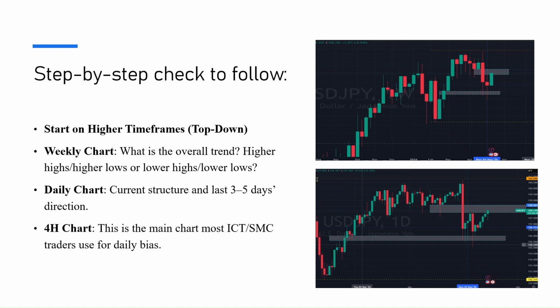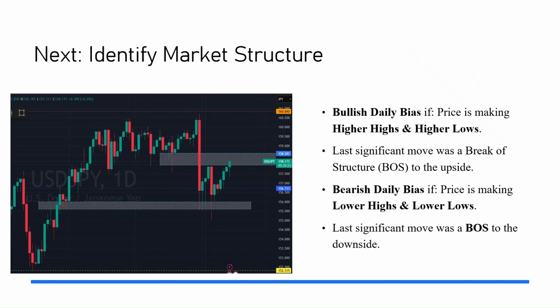So after determining that, which leg are we in? Are we in a pullback in that leg? Are we in expansion in that leg? You know exactly what to do. Then the next thing after we've talked about the market structure: if we have a bullish daily bias, that is, price is making higher highs and higher lows, like I explained before, which leg are we in? Are we in an impulsive move? Are we in expansion? That's what we mean by the last significant move.